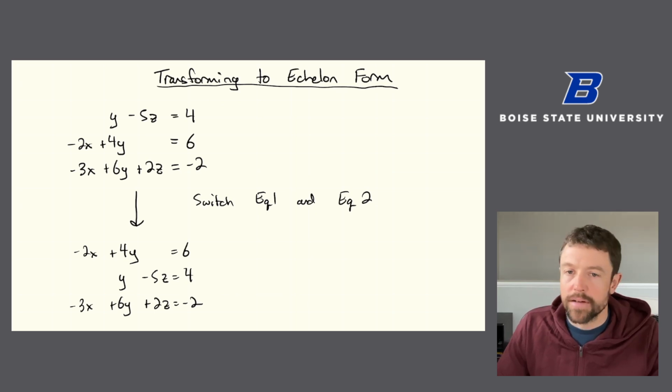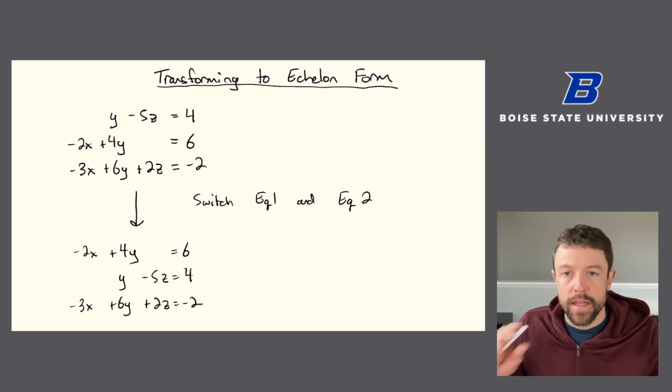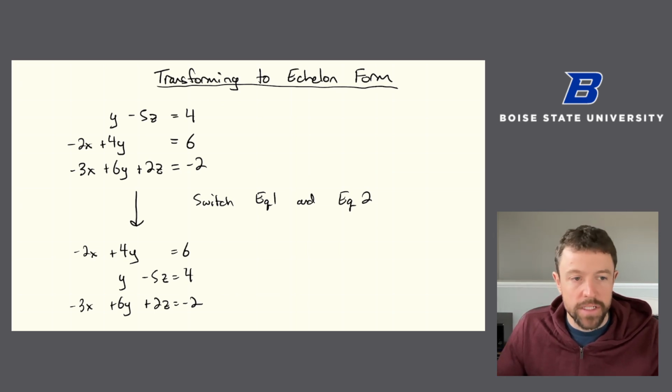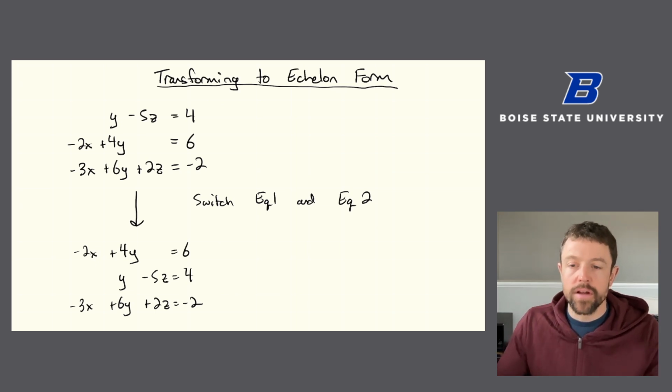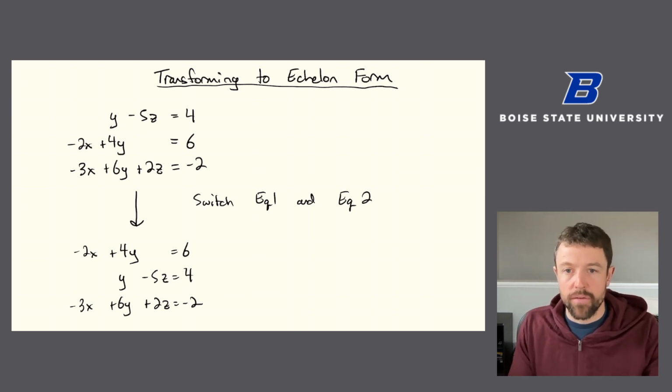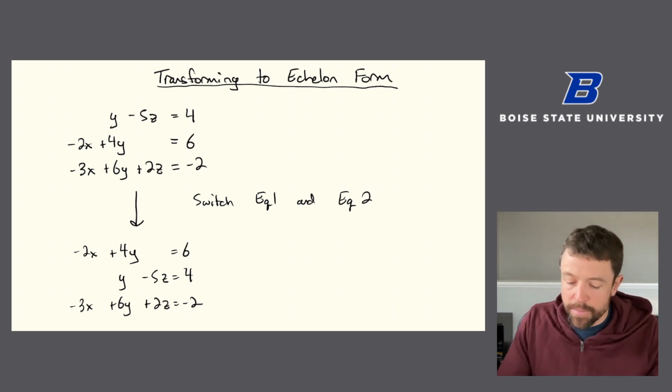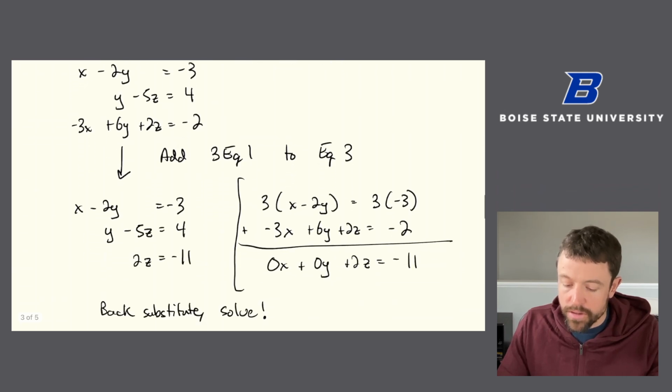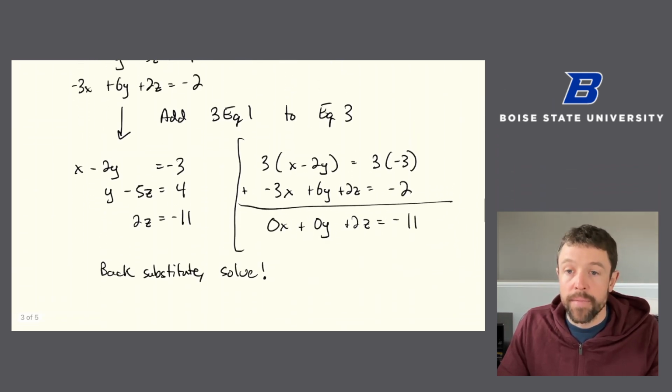We'll talk about that later. But just know for now, it is always possible. And for now, if you're given a system, try to think about what operations — switching equations, multiplying an equation by a non-zero constant, and adding a multiple of one equation to another — will get you closer to echelon form. Right? Each step here is in some sense getting us closer to echelon form until we're there.